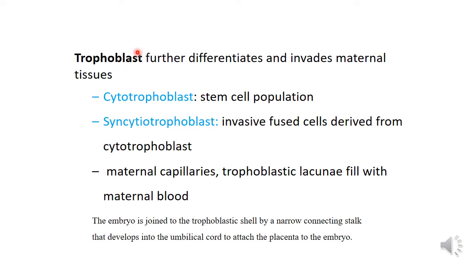Again, the trophoblast, which represents the outer cell mass of the blastocyst, differentiates and invades maternal tissues. It gives cytotrophoblast and syncytiotrophoblast. Maternal capillaries and trophoblastic lacunae filled with maternal blood will be seen at this time, and the embryo is joined to the trophoblastic shell by the connecting stalk, which will develop later on into the umbilical cord. It attaches the placenta to the embryo.